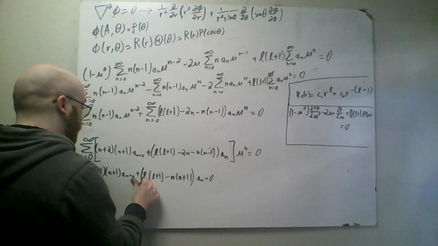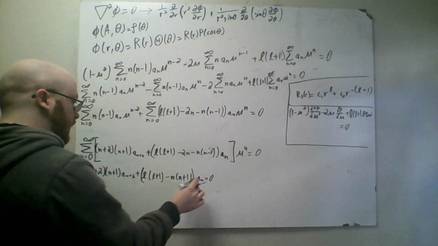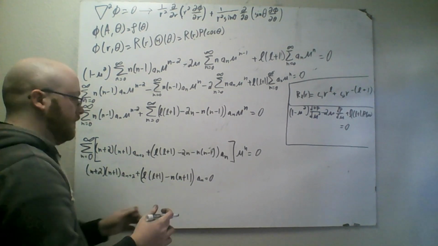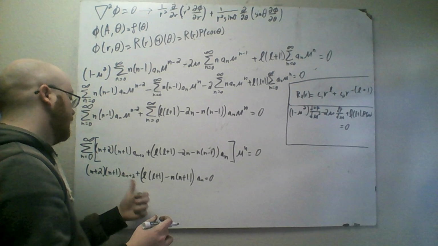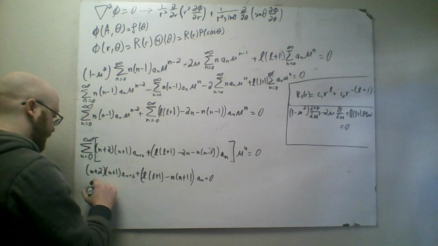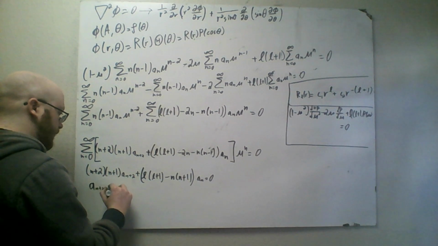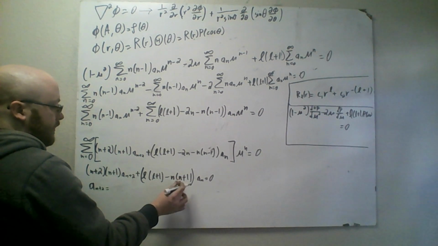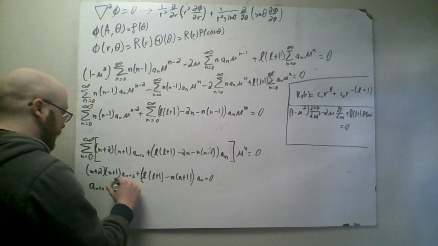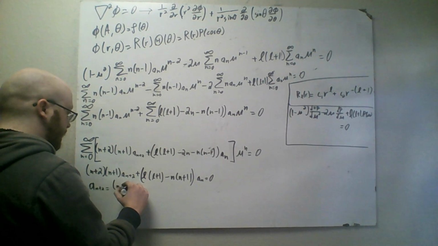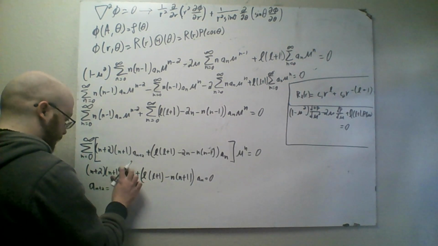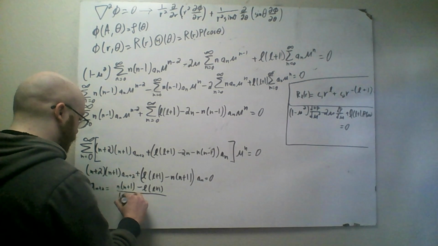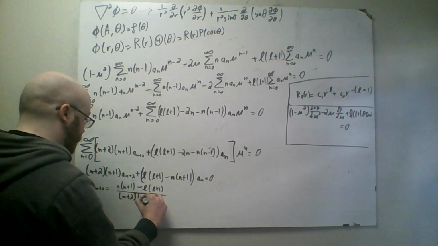Okay, so now what's that get us? Well, let's just try to get something useful. If we take an and we want to solve for a n plus 2 in terms of an, we get a n plus 2 is equal to, I'll subtract this from both sides, and doing so will flip the sign, so these two will flip. So we get n times n plus 1 minus L times L plus 1, all over n plus 2 times n plus 1.